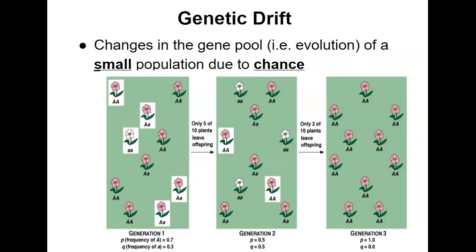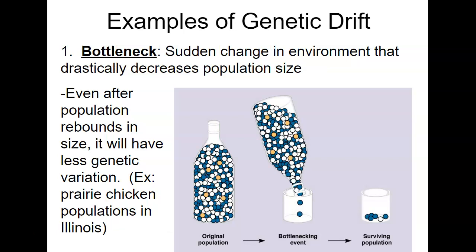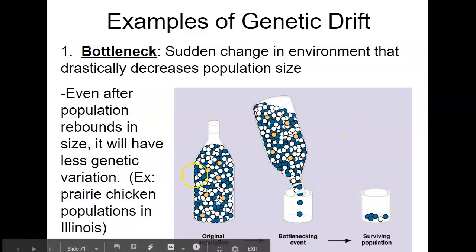So there's a couple examples of genetic drift. The first is called bottleneck. What that means is you have an original population, and for some reason, there's some kind of event or sudden change in the environment that causes the population to go way down. And so then you only have a super small surviving population, but because of that, you have very reduced genetic diversity compared to what you had before.